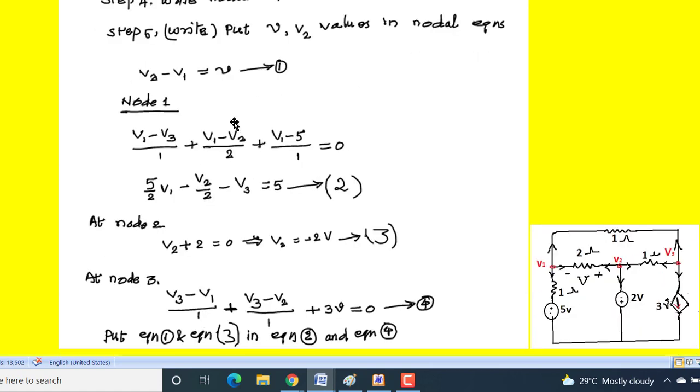Next, the node 1 equation we can write like this. This is node 1. So for node 1, it is (V1 minus V3) divided by 1. That means we are taking the voltage across this and dividing by this resistance to get the current flowing in this branch with respect to node 1. Next, what is the other current that flows from V1? That is (V1 minus V2) divided by 2.